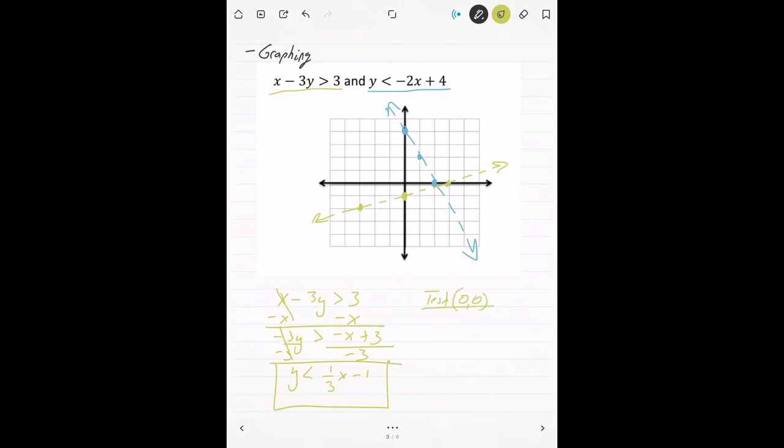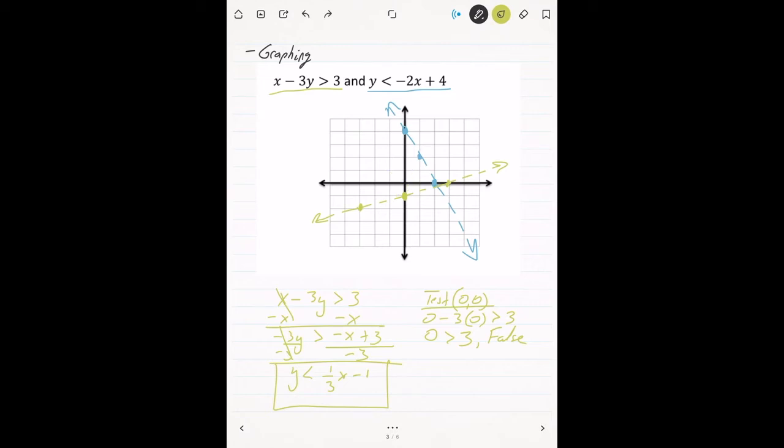And let's see if this works. 0 minus 3 times 0 is greater than 3. Well, this whole side is just 0, so 0 is greater than 3. Is that true? Well, no. Obviously, that's a false statement. So 0, 0 here is not a solution.